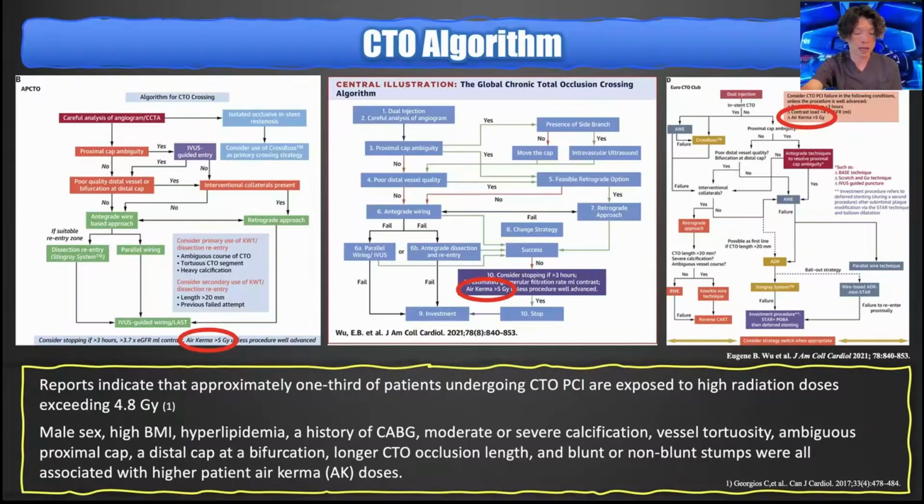Male sex, high BMI, hyperlipidemia, history of CABG, moderate or severe calcification, vessel tortuosity, ambiguous proximal cap, distal cap bifurcation, longer CTO occlusion lengths, and blunt or no stumps were all associated with higher patient air kerma.